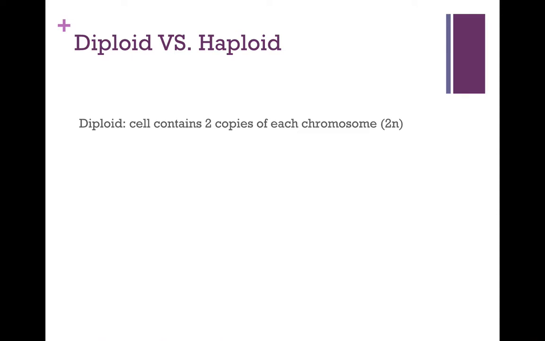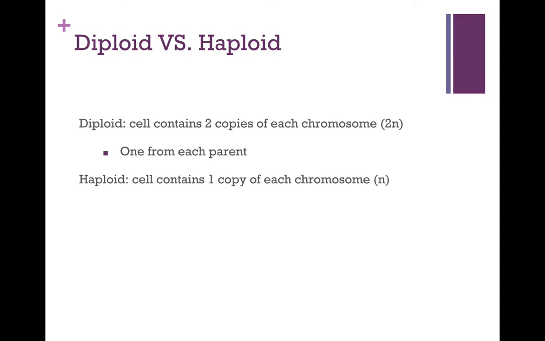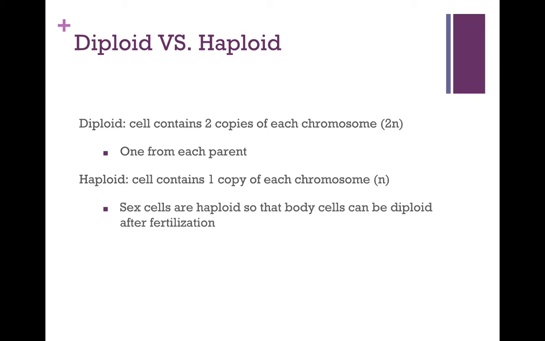Diploid means that it contains 2 copies of each chromosome, so one from mom and one from dad to make 2 copies. So there's a copy of your mom's DNA and a copy of your dad's DNA in every cell of your body except for your gametes or your sex cells. Your sex cells are haploid, meaning that they have 1 copy of each chromosome. They are haploid in order to become diploid after fertilization. So you take half and half and make one whole set of DNA, and then that one set of DNA is duplicated.